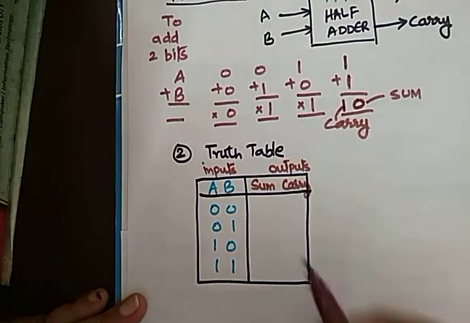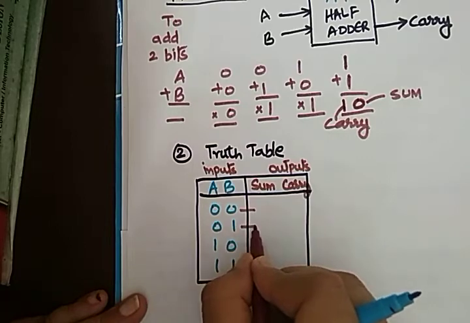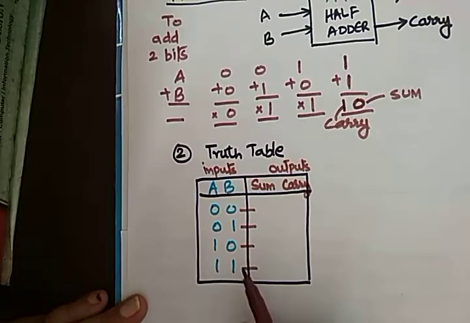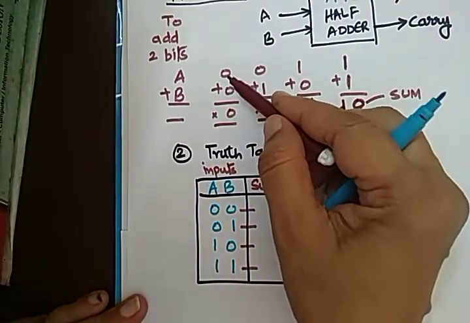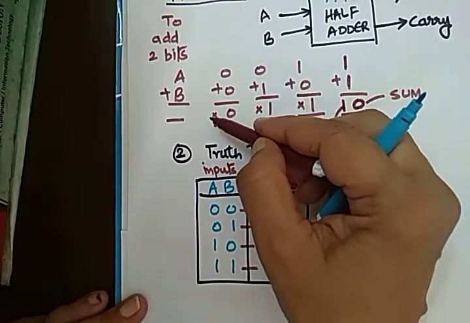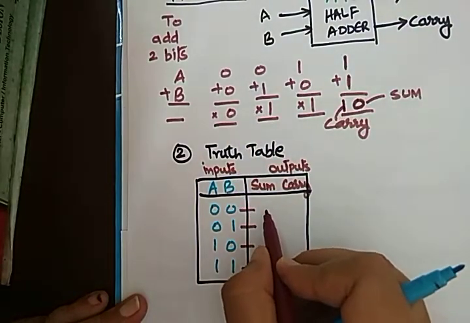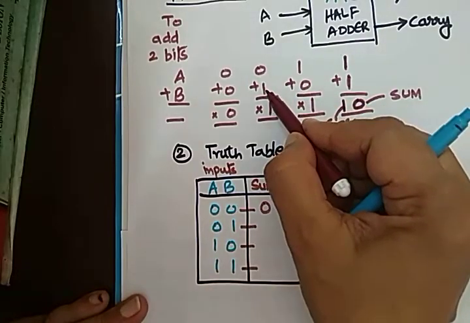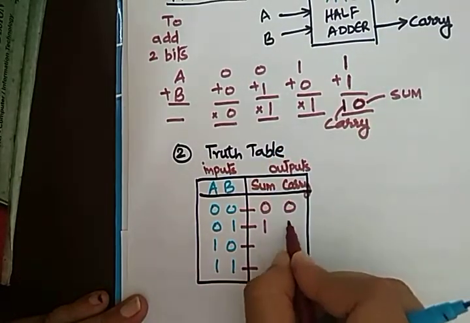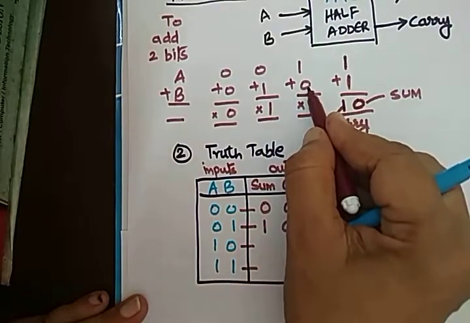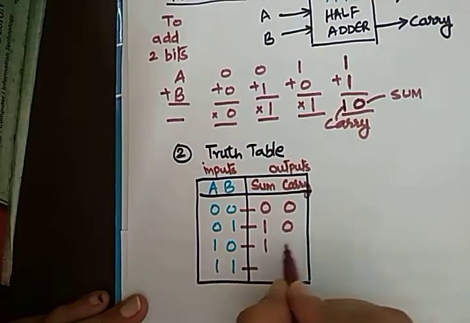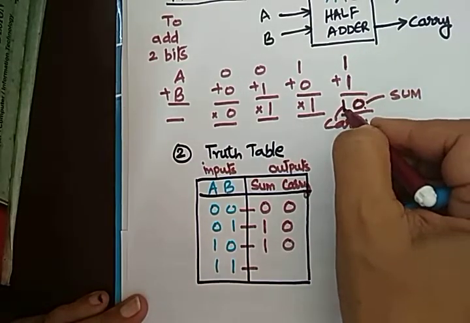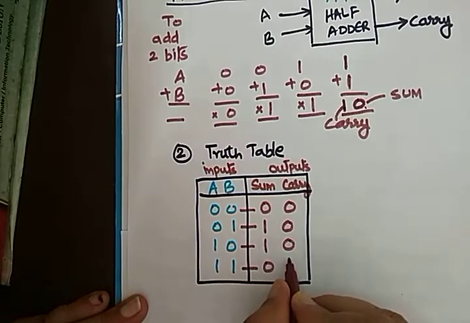To list the truth table, for each of the input combinations, the output has to be listed. We have already seen that when A is 0, B is 0, the sum is 0, there is no carry. So we can list this as sum 0, carry 0. When A is 0, B is 1, the sum was 1, carry was 0. A1, B0, sum 1, carry 0. Last combination A1, B1, sum 0 and carry 1.